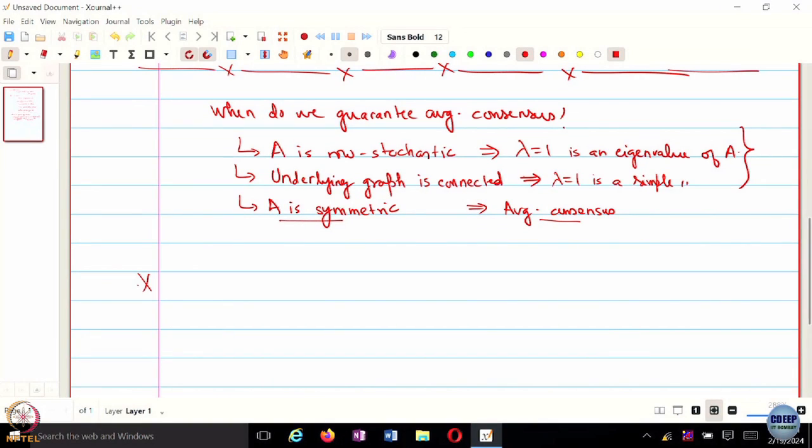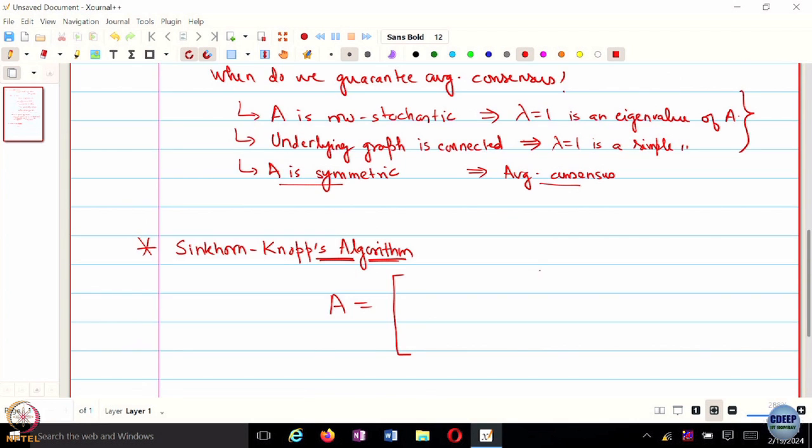So one particular approach is using something called Sinkhorn-Knopp. Does anyone know what Sinkhorn-Knopp's algorithm is? So let's say you are given a matrix A, a non-negative matrix A. What do we mean by that? There will be some zeros and some positive values, so it's a non-negative matrix. It's a square matrix.